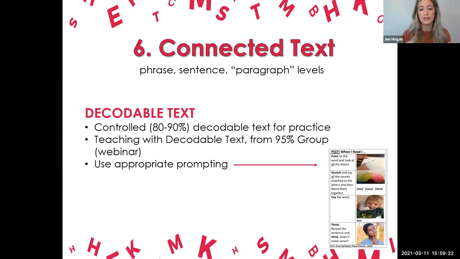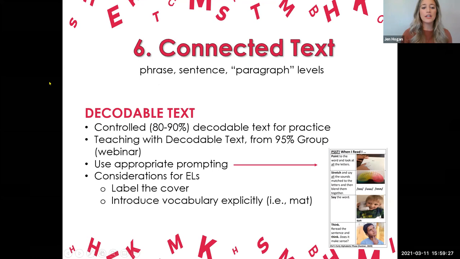And finally, just some considerations for English learners again, because we know that decodable text might not be the most language-rich text, and sometimes I'm reading it going, I don't know if this will work. But a couple of things you can do to make it more accessible for them: labeling the cover to be able to attach a visual to some of those words, and then introducing the vocabulary explicitly. So for example, in some of those early decodables, we see the word map pop up over and over again, and they might not know that what we mean is rug.